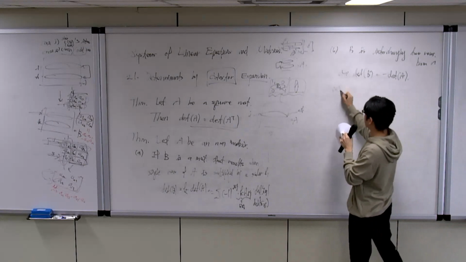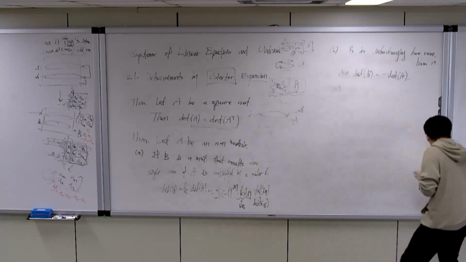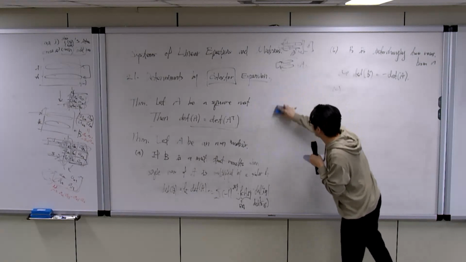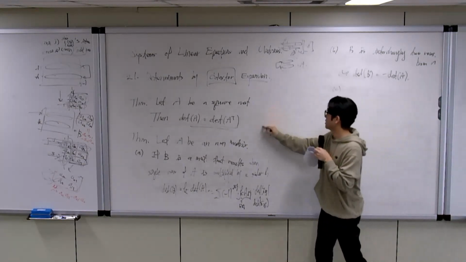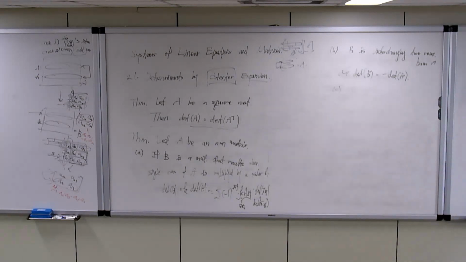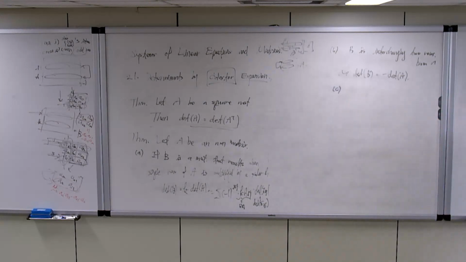And the third case is multiplying and adding to another row. I will use the blue one. There's no black marker.